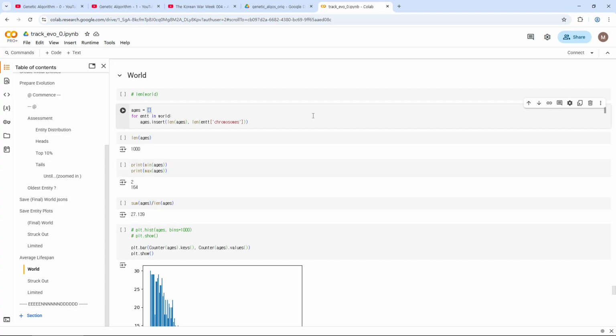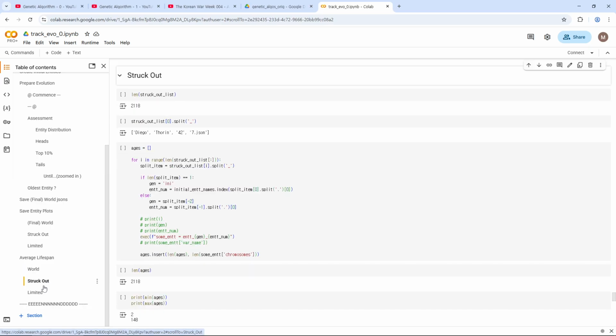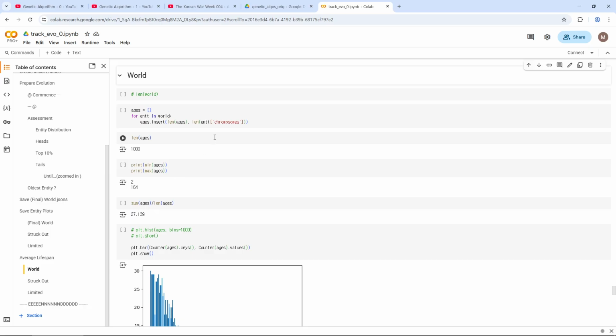I wanted to get a grasp of for how long the entities lived or survived, in these three big categories. The first one being the world, as in the final state of the world. The second one, the entities that were struck out because they went over the threshold. Third group being the limited entities, the entities that got limited out of the population. Yep. So let's get to it.